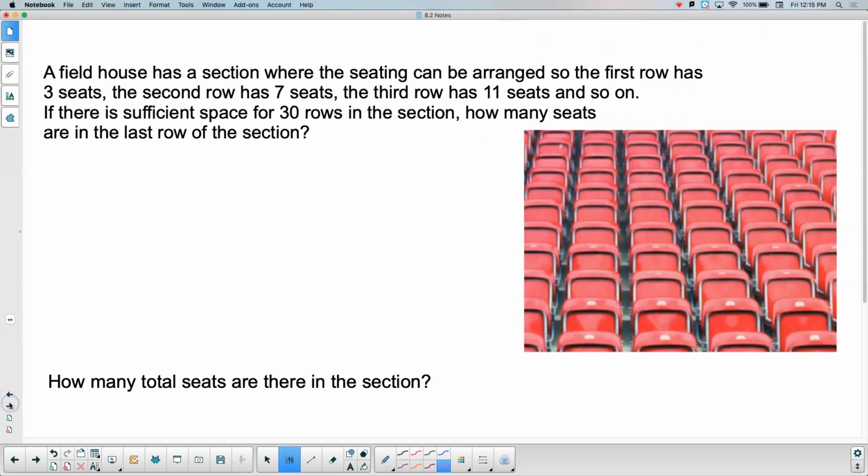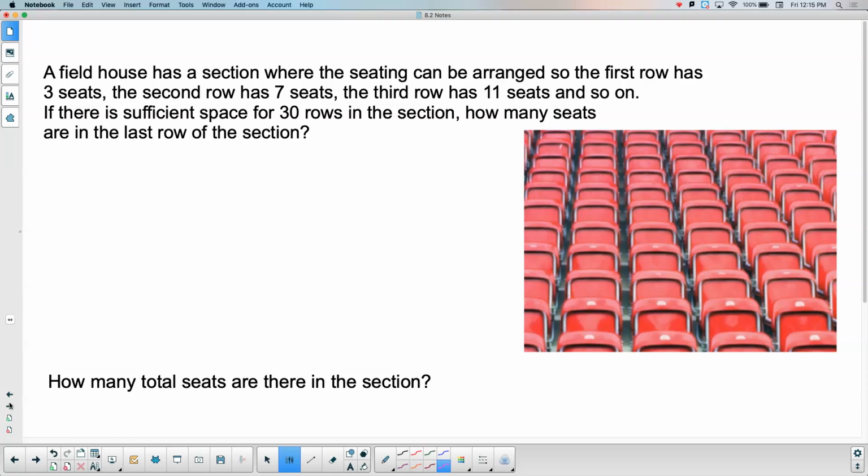Great. Love it. A field house has a section where the seating can be arranged so that the first row has 3 seats. The second row has 7 seats. Third row has 11 seats. And so on.